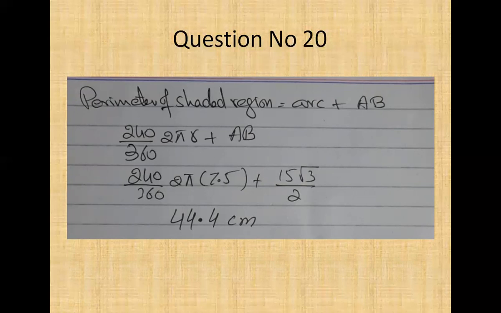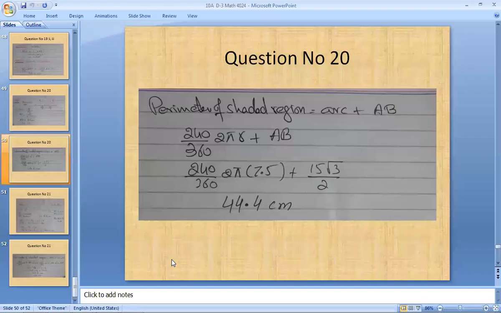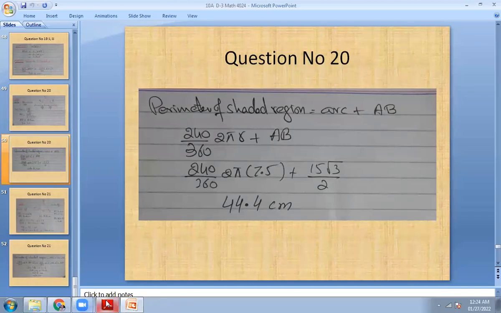So this is how you will find the perimeter of the shaded region. So I think this will make sense to you. It's a little tricky question. I hope you will be able to understand.